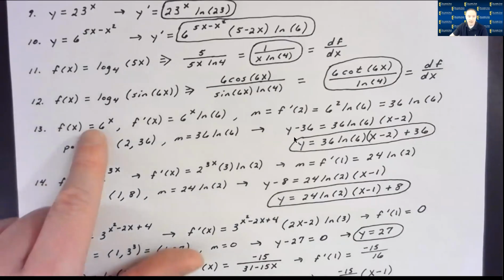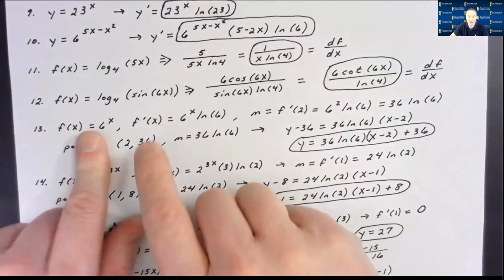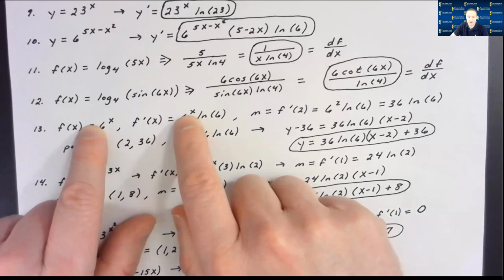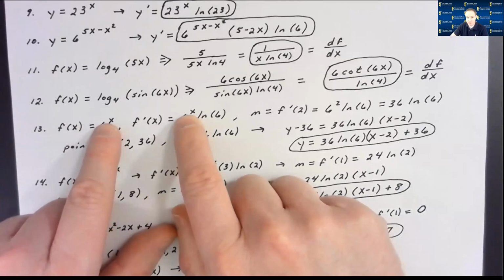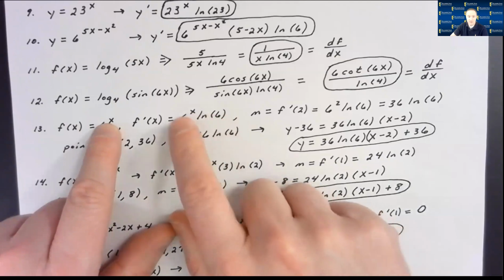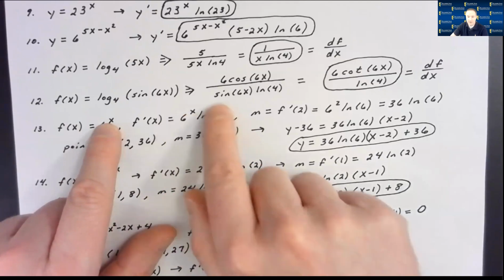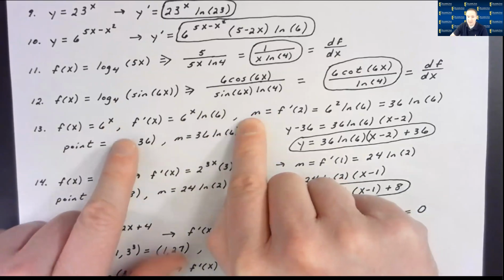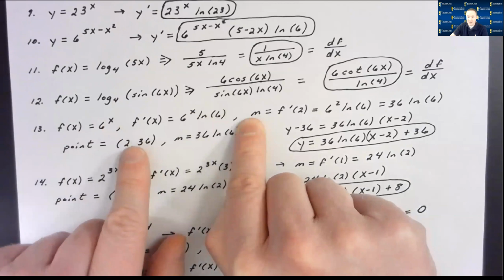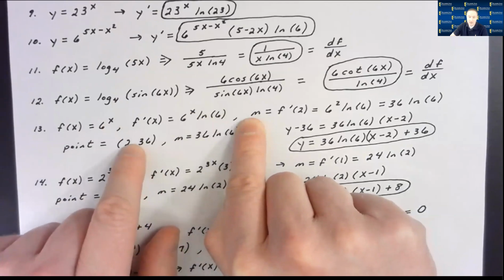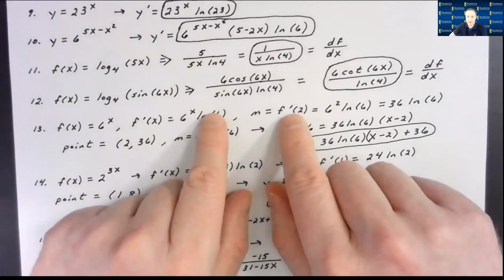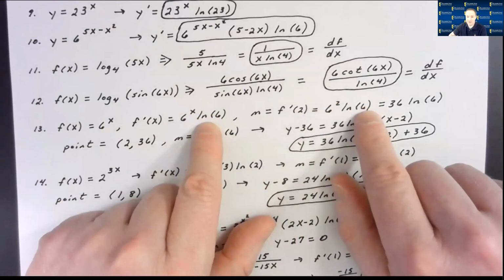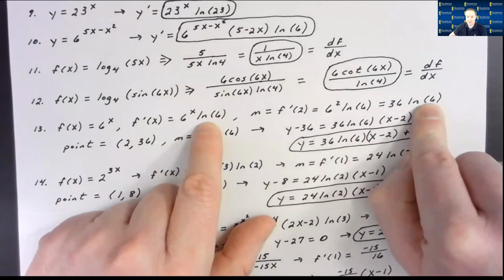All right. So if f of x is equal to 6 to the x, I know the derivative of every single exponential function is that exponential function times the derivative of its exponent, which is 1, times the natural log of its base. That's where the ln 6 came from. Now, I know that the slope of the tangent line is nothing more than the derivative evaluated at the x value of interest. So if I evaluate the derivative at 2, I would get 6 squared times the natural log of 6. That's 36 natural log of 6.